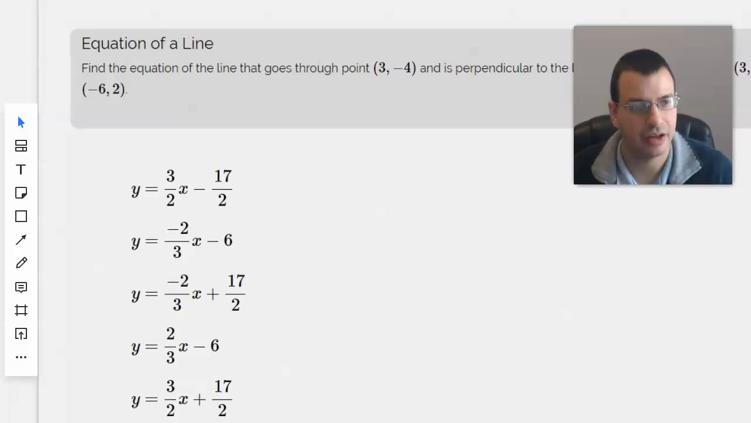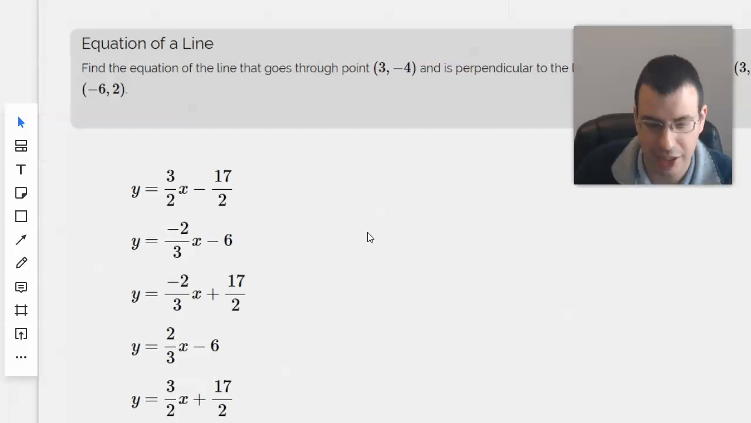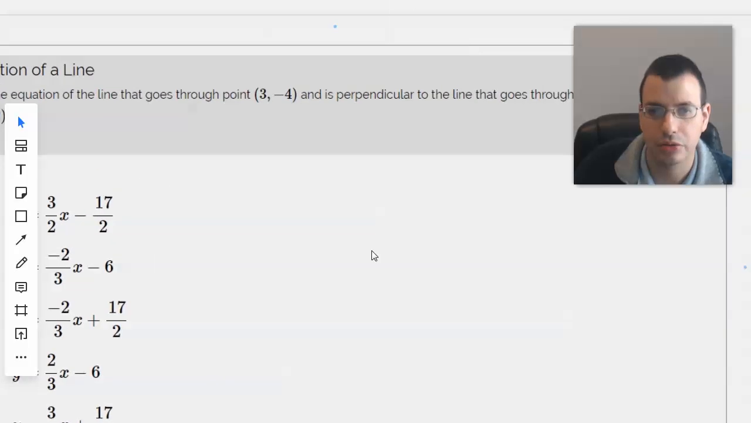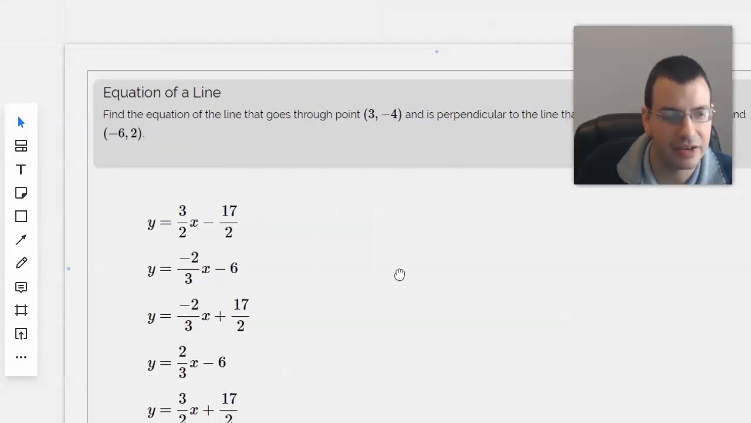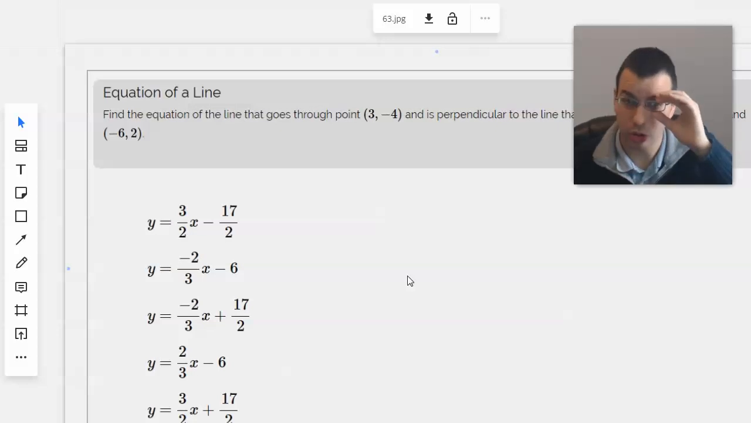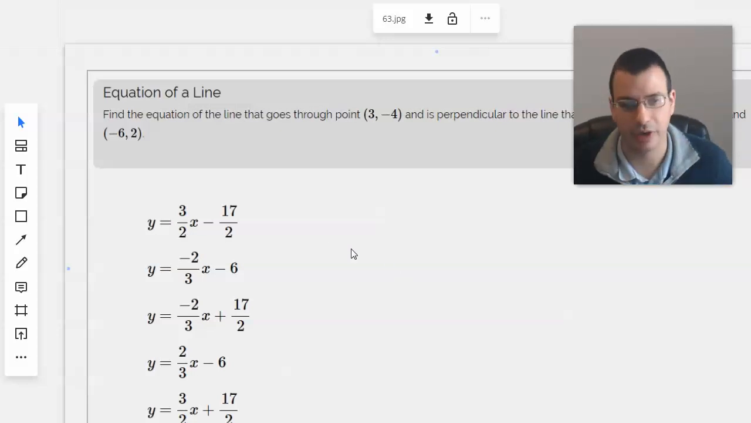Equation of a line. Find the equation of the line that goes through points (3, -4) and is perpendicular to the line that goes through (3, -4) and (-6, 2). Okay, so this really isn't even all that much calculus, but it's the idea of slope of a line.